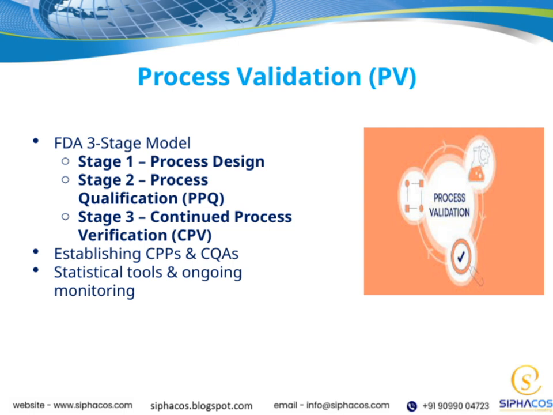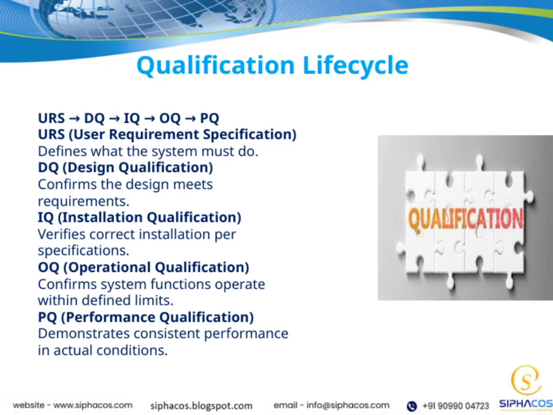Throughout all these stages, process validation, often called PV, serves as a comprehensive approach to verify that processes operate reliably and produce quality consistent products. By following this structured model, we ensure that quality isn't just a one-time achievement, but a continuous, integrated part of our manufacturing process. Let's walk through the qualification lifecycle, starting with the URS, or User Requirement Specification.